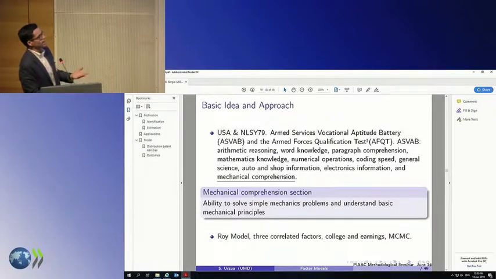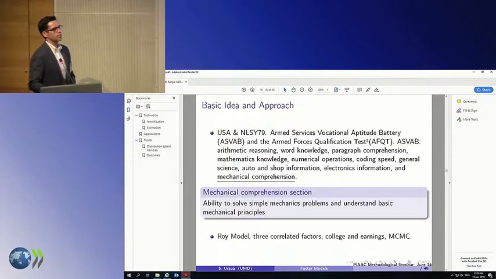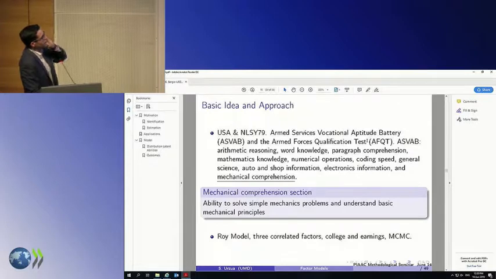So where's the data coming from? NLSY79. I'm not going to get into this since Lynne already mentioned it, but let me point out that the ASVAB in the NLSY79 has this mechanical comprehension section. And economists, I have to admit, have not paid enough attention to these dimensions. Basically, it measures the ability to solve simple mechanical problems and understand basic mechanical principles.